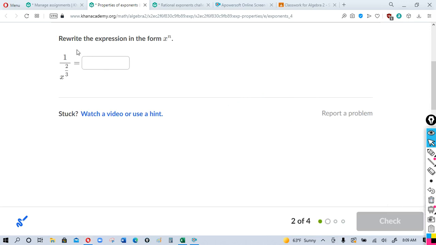Rewrite the expression in the form of x to the n. So again, we said before, we have 1 over x to the 2/3, right? And I said you can shift this whole thing into the numerator, and you just change the sign on the exponent. So to move this up, we rewrite the x, but instead of 2/3, it's going to be to the negative 2/3. So that's what they wanted. They wanted it in that form.